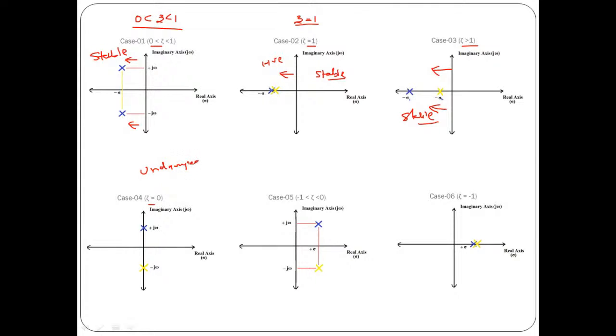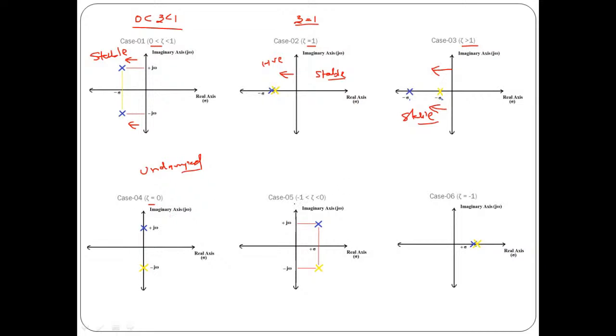Now the moment you put zeta equals to 0, that means undamped. So zeta equals to 0. See, the location of poles are complex conjugate with 0 real part. That means they don't have any real part. Now the system is on the verge of instability. That means neither completely stable nor completely unstable. In this case, if you see the response, it is oscillatory with constant magnitude. That is important.